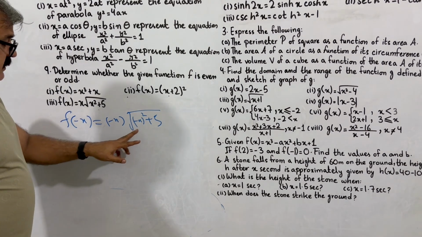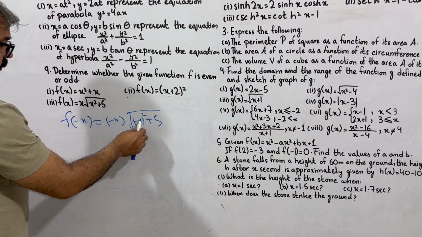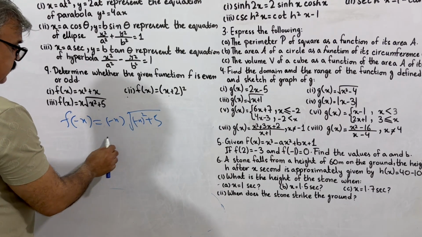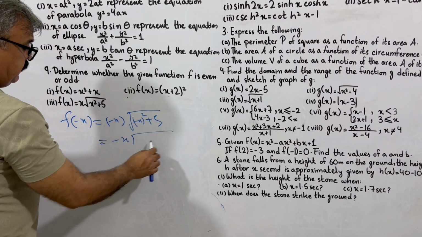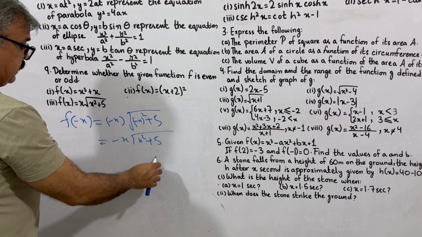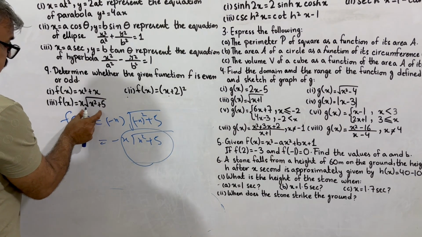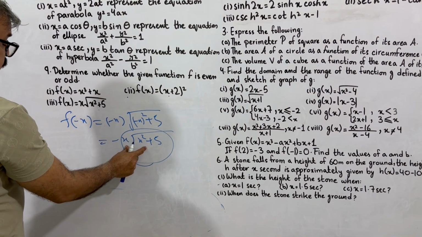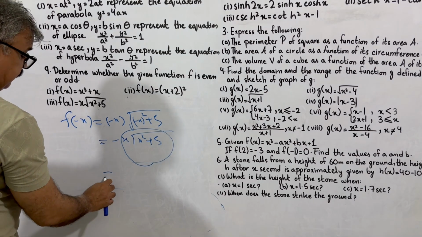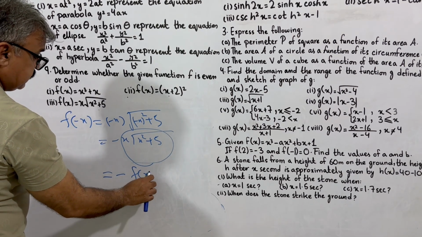I have replaced x by minus x. Owing to the even power, it becomes positive; minus times minus becomes neutral. Overall it is x square plus 5. Look at this: the complete function remains the same. If I introduce x outside, x times the root of x square plus 5, I can write it as f of x. So it is minus f of x.